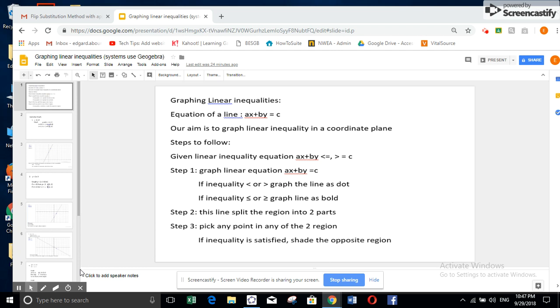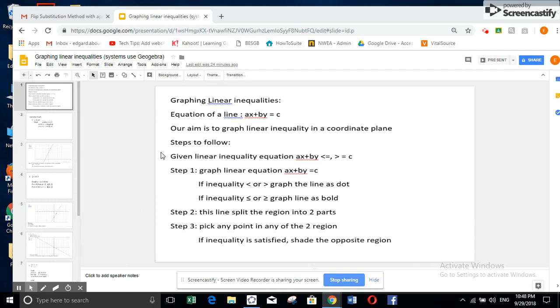Hi, grade 10 students. Our objective today is to graph linear inequalities. This video will be of two parts. The first part will be graphing one linear inequality. The second part will be graphing a system of linear inequalities. So we have two parts.